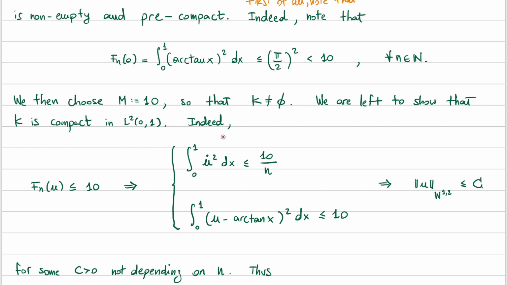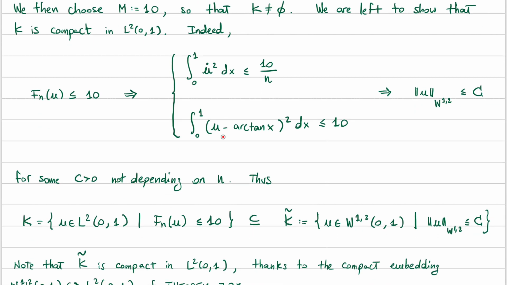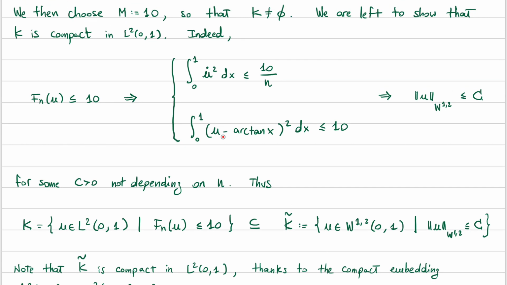This is actually very easy to show. Maybe we don't do all the calculations, but it's easy to see that K is precompact. Again, maybe here we have a typo, precompact. So indeed, assume that Fn of u is less or equal than 10.